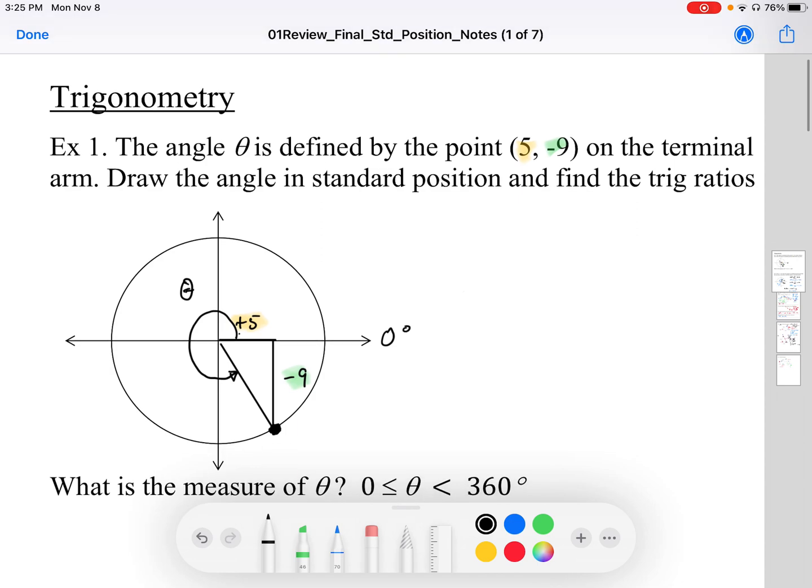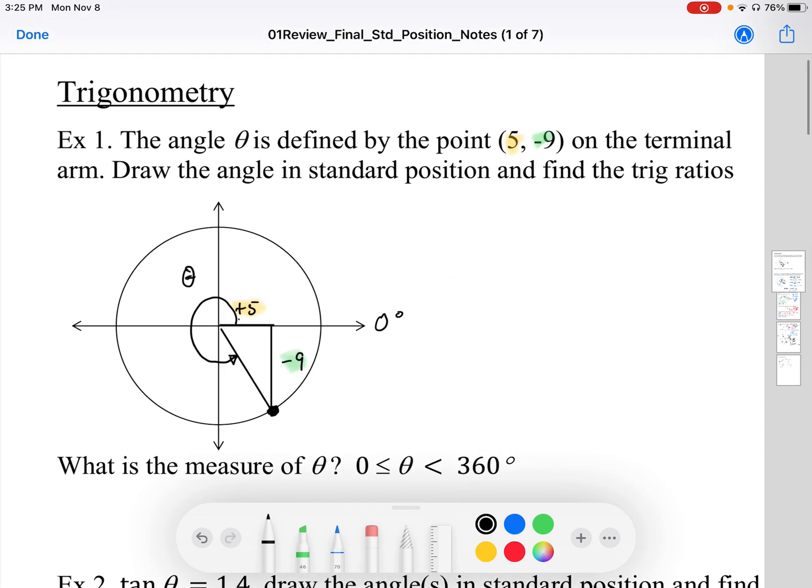Okay, so there's the standard position. We want to find the trig ratios, so I need to find sine, cos, and tan. To do that, the first thing we're going to do is find the length of the radius, or the hypotenuse in this case. So the radius squared is going to be equal to positive 5 squared plus -9 squared. Then I square root both sides, so r is equal to the square root of 25 plus 81, and that works out to be the square root of 106. So the radius of this circle is root 106.